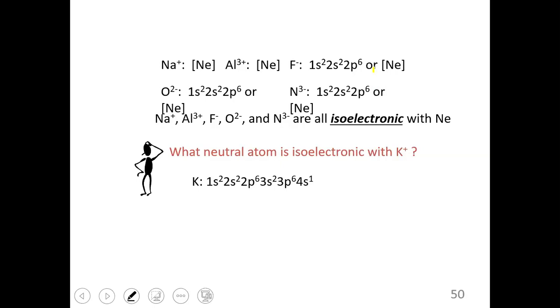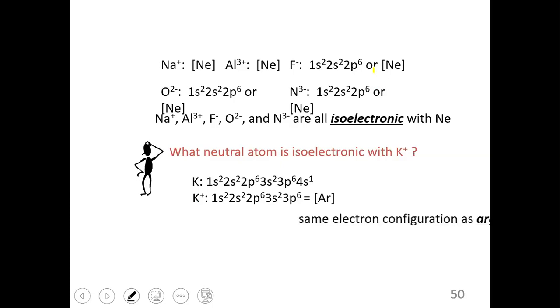We know that the potassium ion is missing one electron. Well, the one that is going to drop is that one in the outermost level. And that gives us a configuration that is the same as the electron configuration of argon. So the answer is that potassium ion would be isoelectronic with argon.